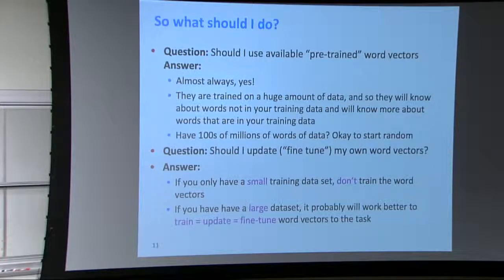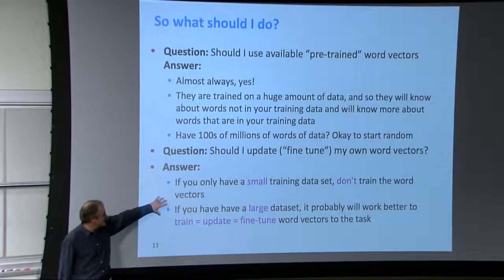Okay, so then the second question is, I'm using pre-trained word vectors. When I train my supervised classifier, should I push gradients down into the word vectors and update them, which is often referred to as fine-tuning the word vectors? Or should I not? Should I just throw away those gradients and not push them down into the word vectors? The answer to that is it depends, and it just depends on the size.